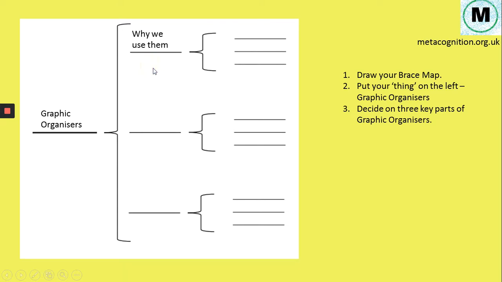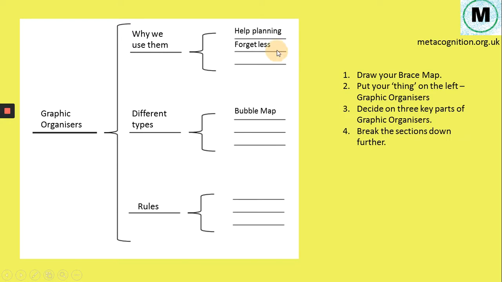So the first thing is understanding why we use them. The second thing is knowing what the different types are. And then the third thing is knowing what rules we have for using them. Now, if you don't know the rules, go back and watch our main introduction video on why, how, and when we use graphic organizers. So going back to the brace map, why we use them, you can start to add in more detail now. They help to plan. It means that you forget less because you're not trying to do 2 things at once.